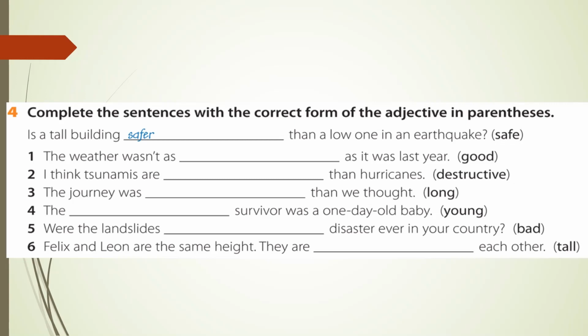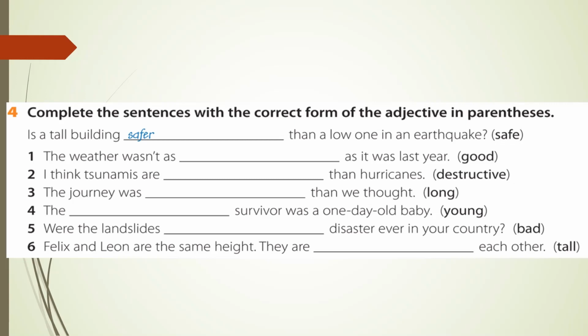Is a tall building safer than a low one in an earthquake? So here, 2 things that I know. I have to use er, this suffix er at the end. One is because I'm using the word than. After the blank space, I have the word than. And also because I'm comparing 2 objects, 2 things. When I'm comparing 2 elements, I always use comparative form.